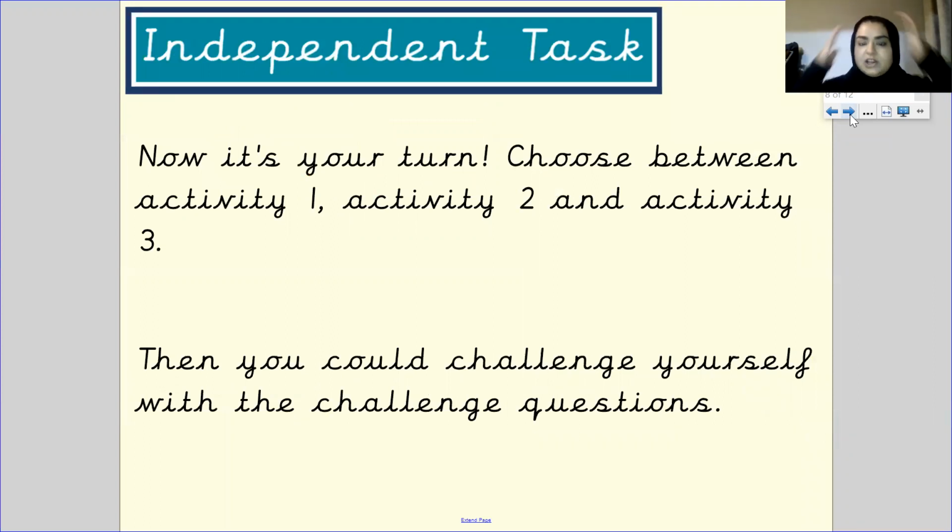So now it is your turn. It's your time to do the independent task, and you need to choose between activity 1, 2, and activity 3. You know which activity you should be doing, Pankhurst. Each and every one of you knows what activity you should be doing. It's based on what you are given in class. Then you could challenge yourself with the challenge questions.